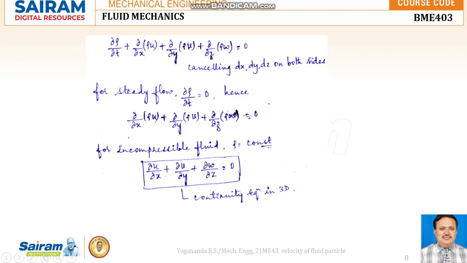For incompressible flow, that means the fluid cannot be compressed, my rho, that is density, is constant. So rho is taken outside from all the 3 quantities. Now we are left with only del u by del x plus del v by del y plus del w by del z is equal to 0. This is the continuity equation in 3-dimensional flow.